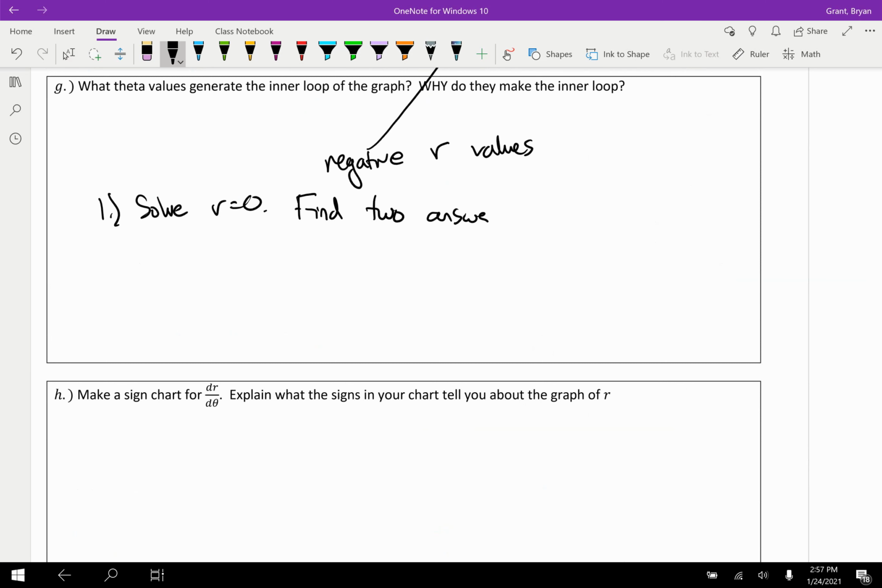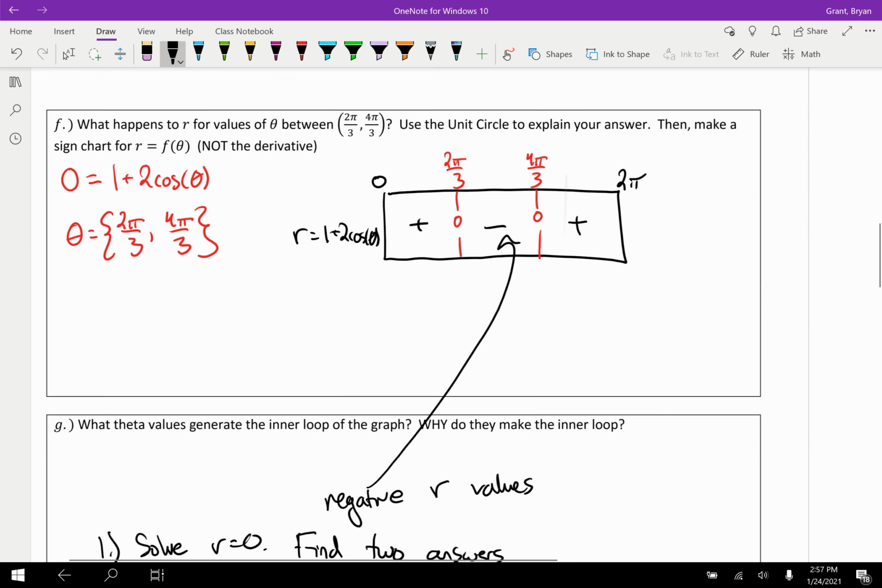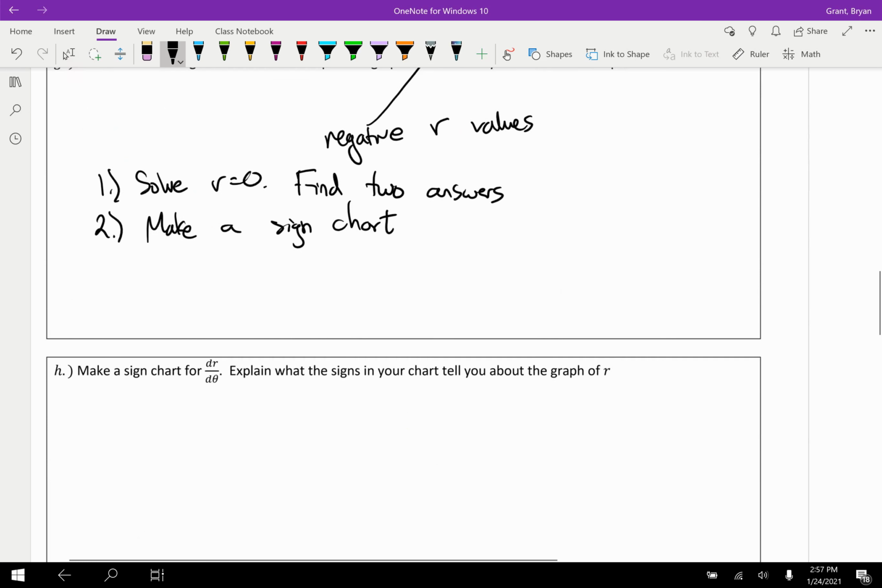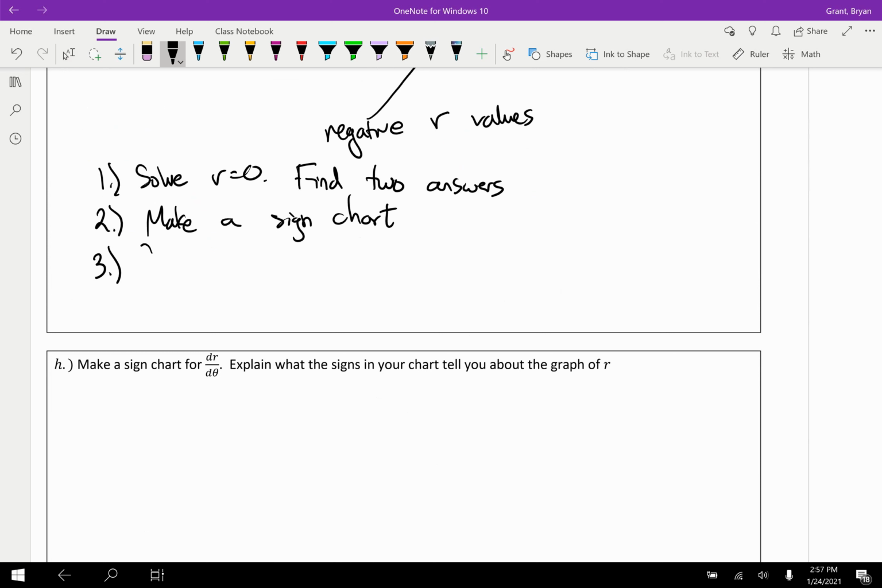Okay. The second step is you're going to make a quick sign chart. A lot of people will probably skip this step, but you're making a sign chart just to verify where those negative values are. It is possible for an interval to start with a negative somewhere else, but generally it's going to go positive, negative, positive, right? Once you've verified that those are negatives, then on 3, you're going to graph the equation, right?